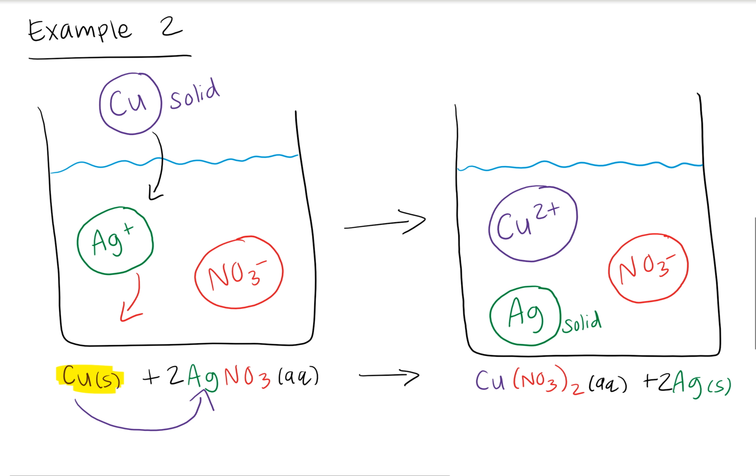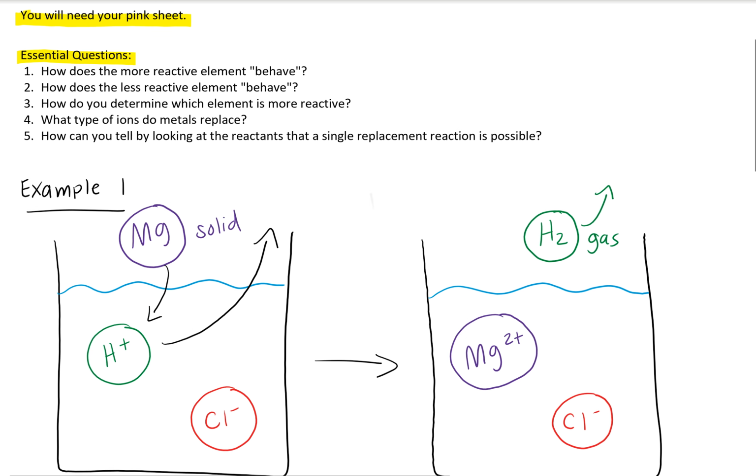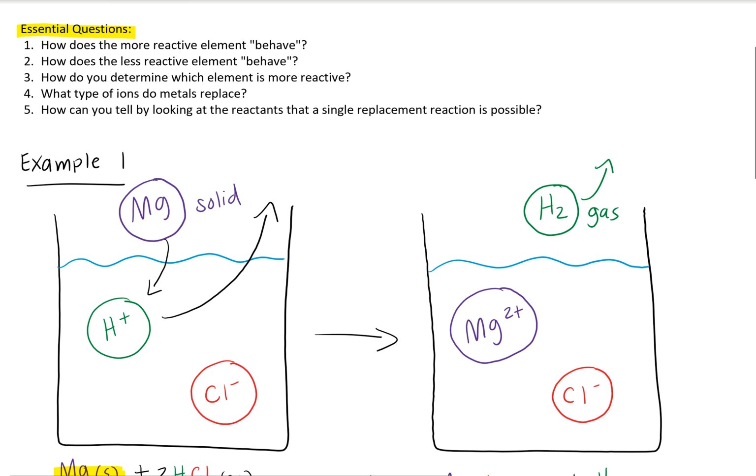So now I would like for you to go back and answer these essential questions. Number 1, how does the more reactive element behave? Think about what the magnesium and the copper did. Number 2, how does the less reactive element behave? Think about how that hydrogen and the silver behaved. And number 3, how do you determine which element is more reactive? What did we have to look at? What did we have to examine to tell that something is going to be more reactive than something else?